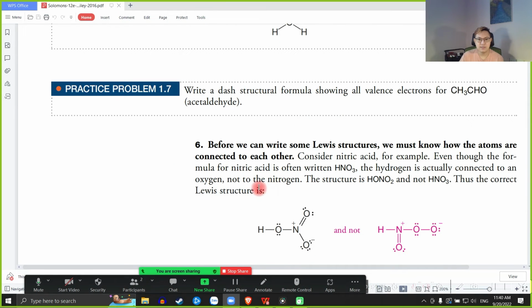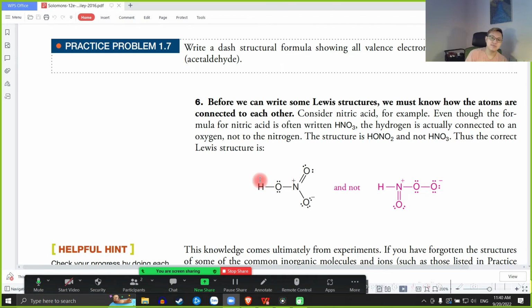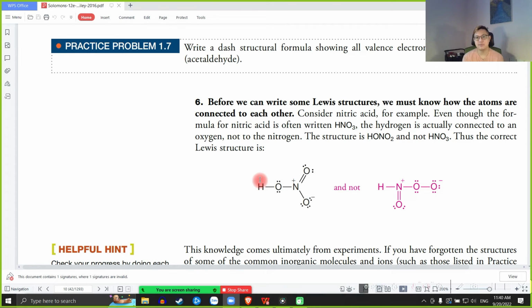All right. Now, step number six. Before we can write something with structures, we must know how the atoms are connected to each other. Oh, thank you for telling me that.